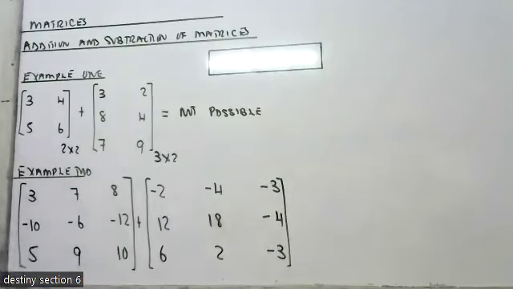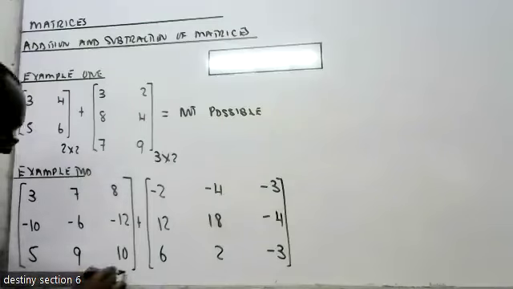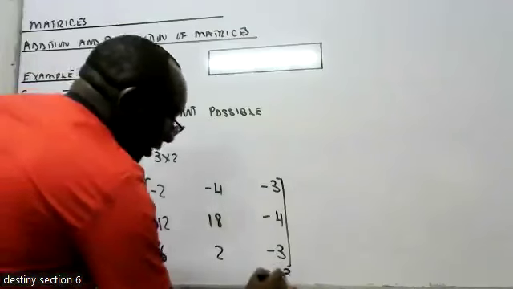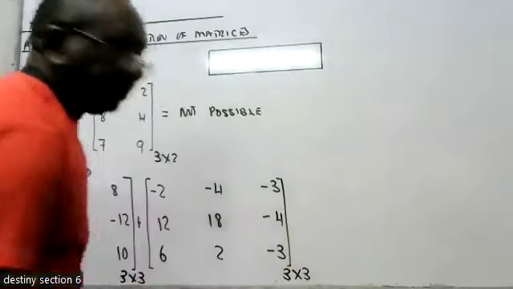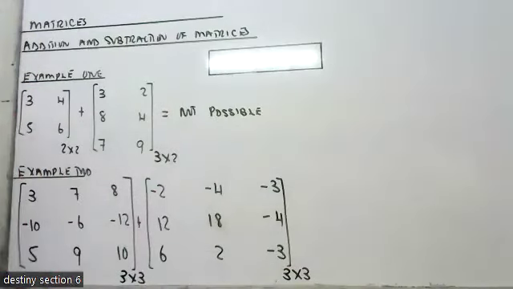If you are told to add a matrix like that, the first thing again is to check the order of those matrices. Now you can see this is a 3 by 3, and this one is a 3 by 3. So they have the same order. So if they have the same order, those matrices can be added.